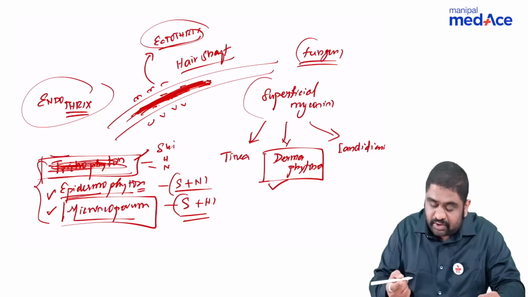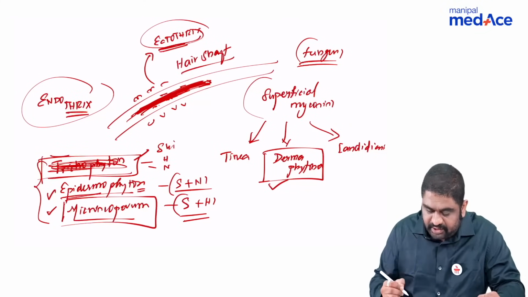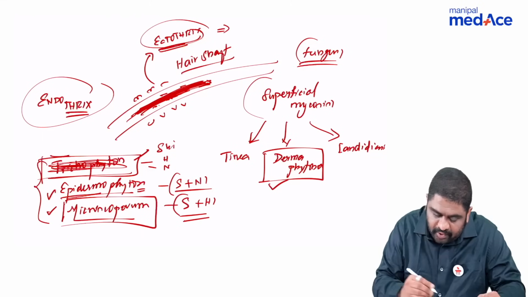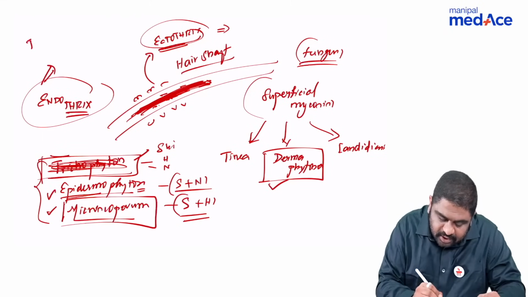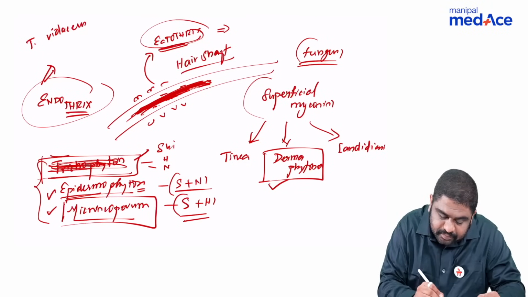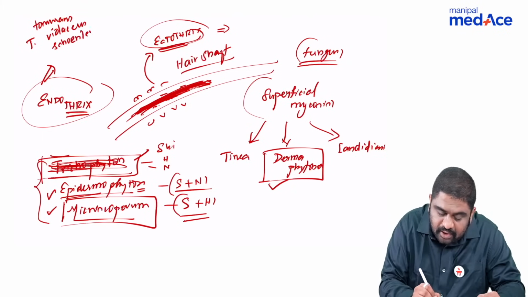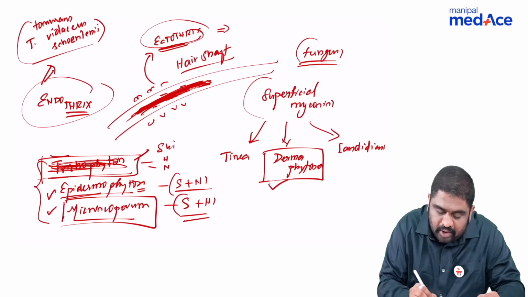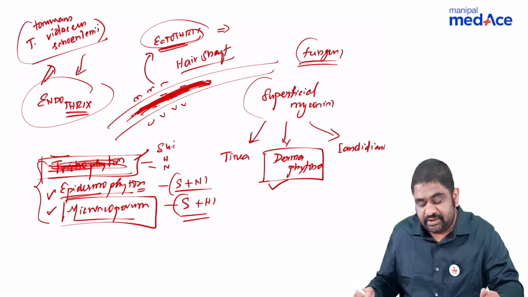Because epidermophyton is not consistently known for causing hair infections, you settle for microsporum. But for future references, look at ectothrix. When it comes to endothrix, trichophyton violaceum, tonsurans, schoenleinii are commonly known for causing endothrix.